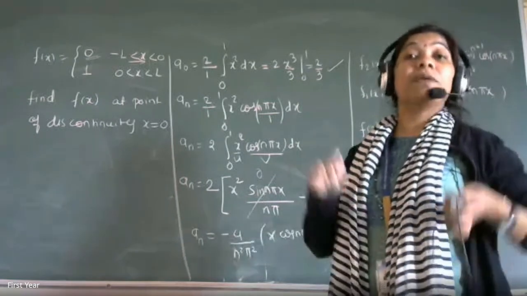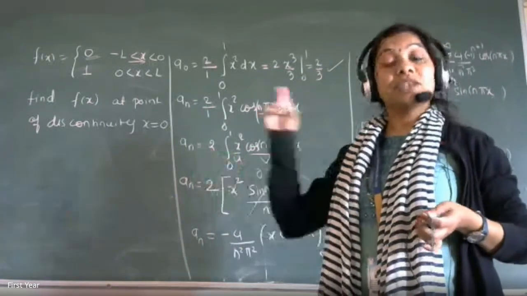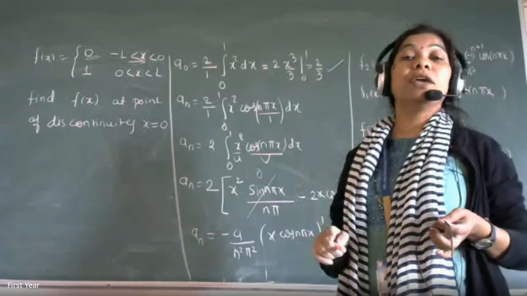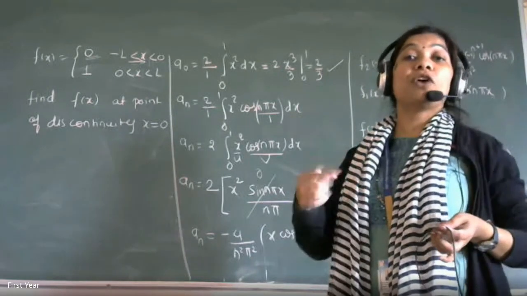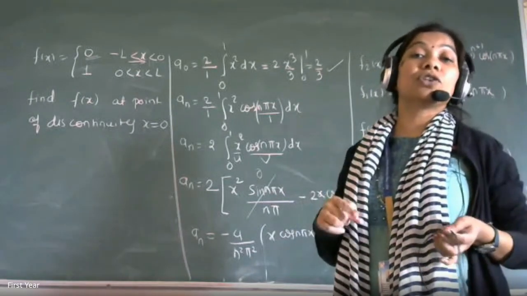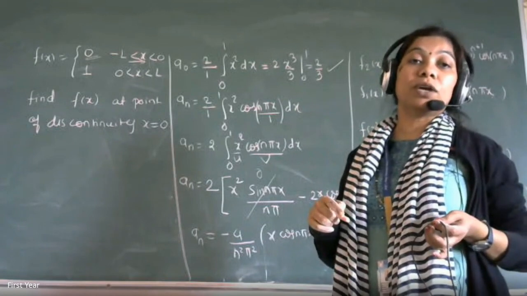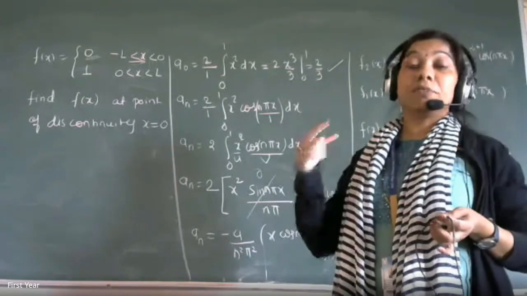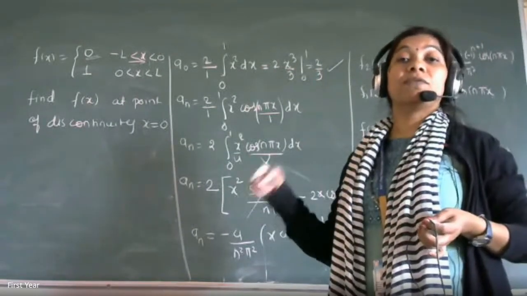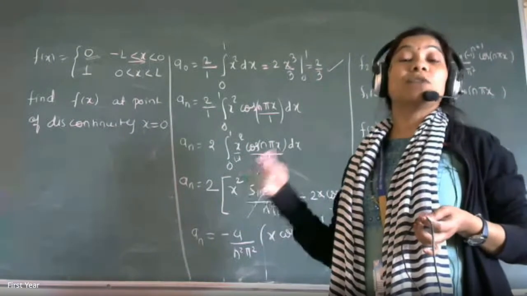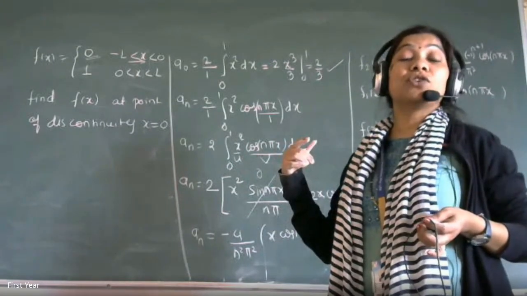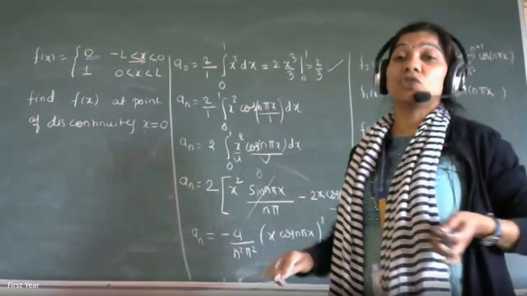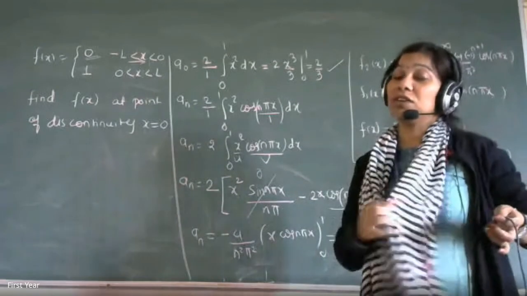So f of x will be half plus something. That means a naught will exist and a naught will be 1, so that a naught by 2 will become half. Because what's the constant part of a Fourier series? A naught by 2, right? So a naught by 2 will become half and the remaining function will have x. But when x is 0, that will vanish. When you put x equal to 0, the remaining part vanishes. Is a cos x term present in the expansion?